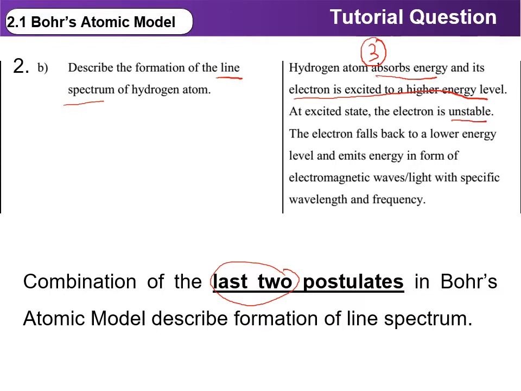Okay, so next what will happen to the electron? They will fall back to a lower energy level. So this is the fourth postulate. When the electrons fall back to a lower energy level, they will emit the energy in the form of photons. This is what we learned previously. So this photon basically is a particle that carries light, with specific wavelength and frequency.